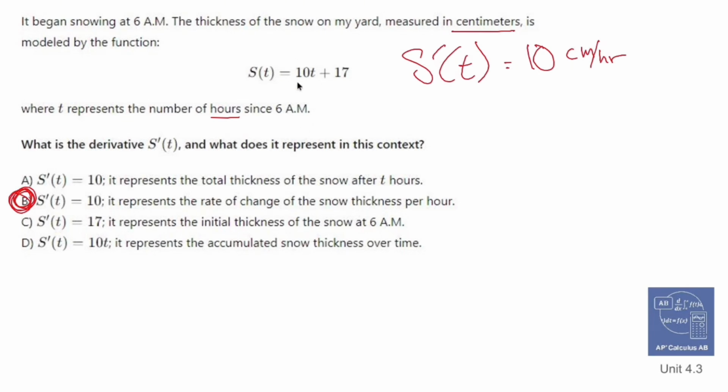And this kind of makes sense too, because if you look at this, it reminds me of slope-intercept form. 10 would be your slope, and your slope is a rate of change. So it works out both ways. Also, the word thickness makes me very uncomfortable.